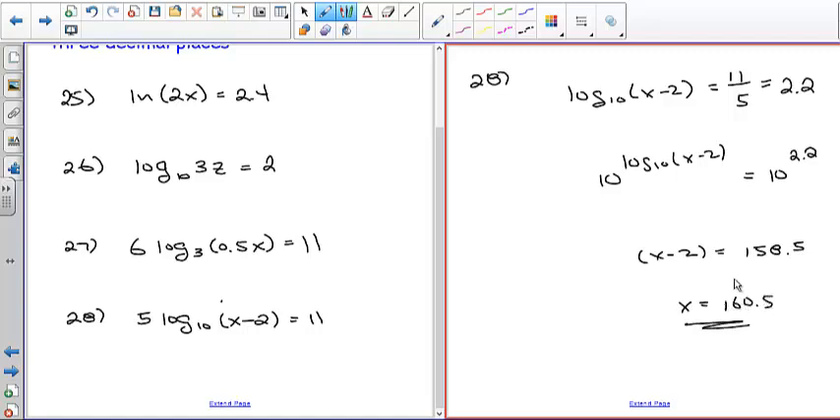Now we do have log base 10 on our calculator, so if we take the answer, subtract 2 from it, and then take the log of 158.5, we get 2.2, which is 11/5.